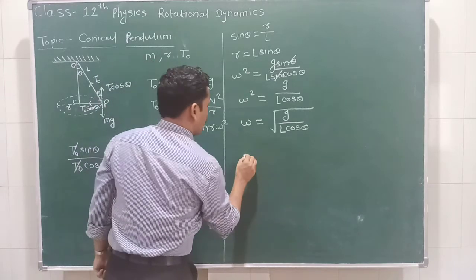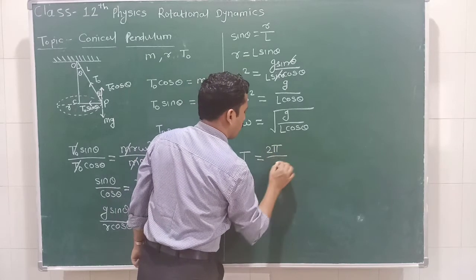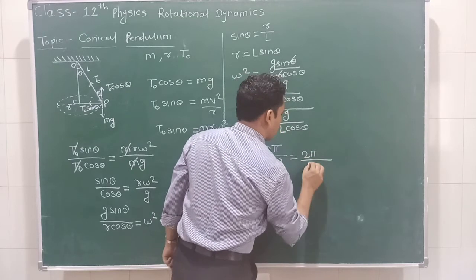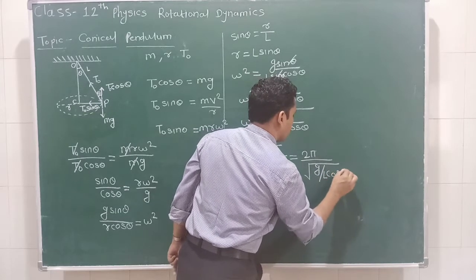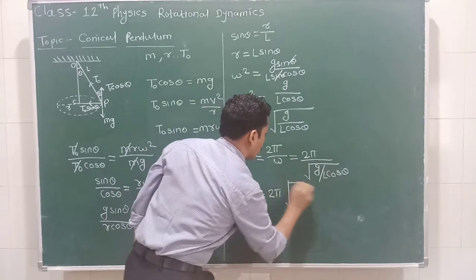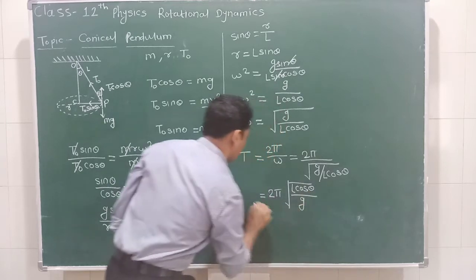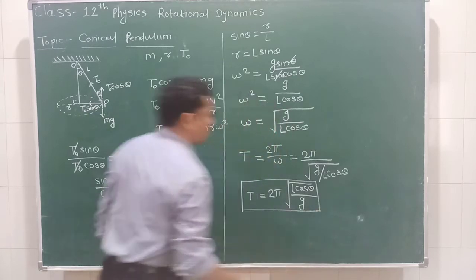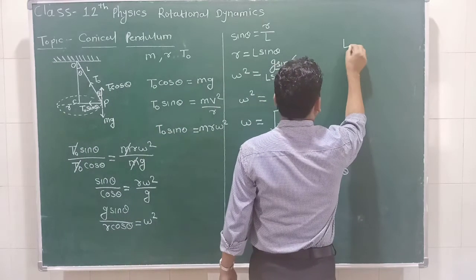Now we know the time period. Time period is equal to 2 pi by omega. Therefore, we can write it is equal to 2 pi divided by under root g divided by L cos theta, which is equal to 2 pi under root L cos theta divided by g. So this is the equation for the time period of the conical pendulum.